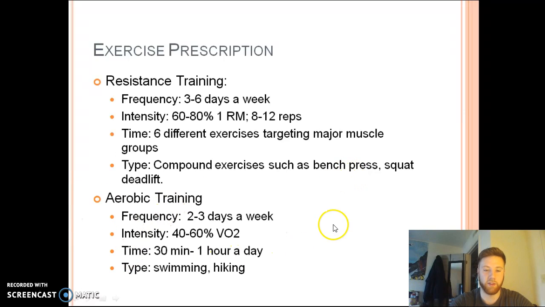Then we're going to work on his aerobic training. We're going to do 2 to 3 days a week, 40 to 60% VO2 max, 30 minutes to 1 hour a day. And since he already likes swimming and hiking and he does that frequently, we're going to have him continue doing that.